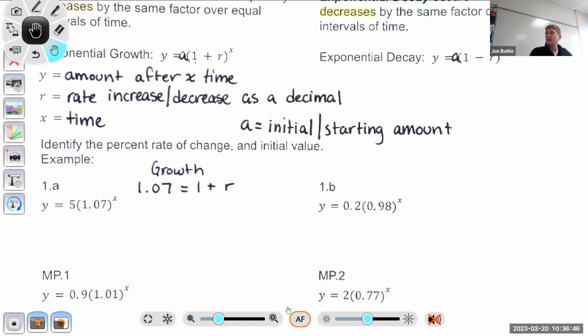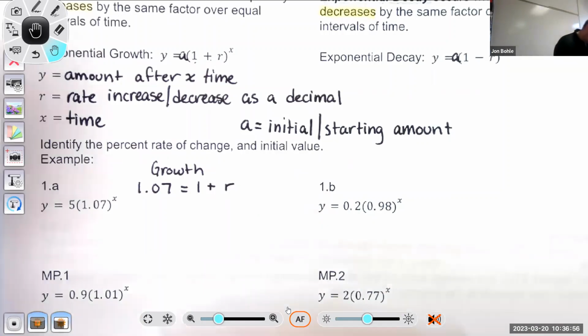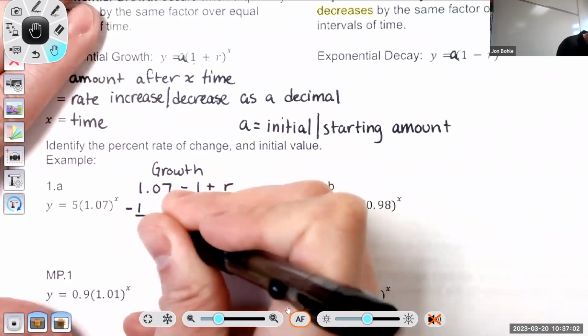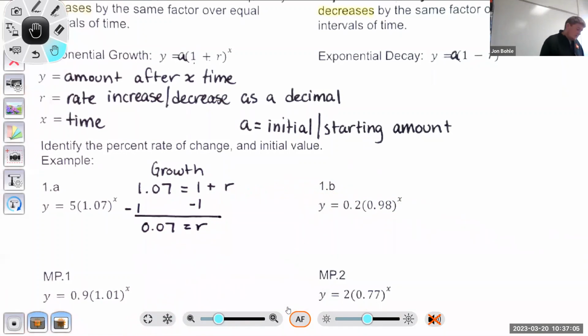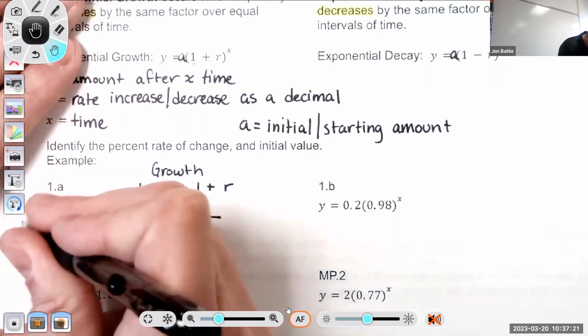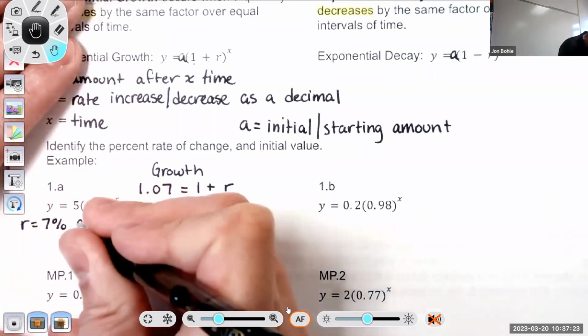How do I solve for R here? 1 plus R. How do I solve for R? Minus 1. So my R value is 0.07. Anybody know how to figure that out as a percentage? Times it by 100. So for me, this is 7% growth. So R is 7% growth.